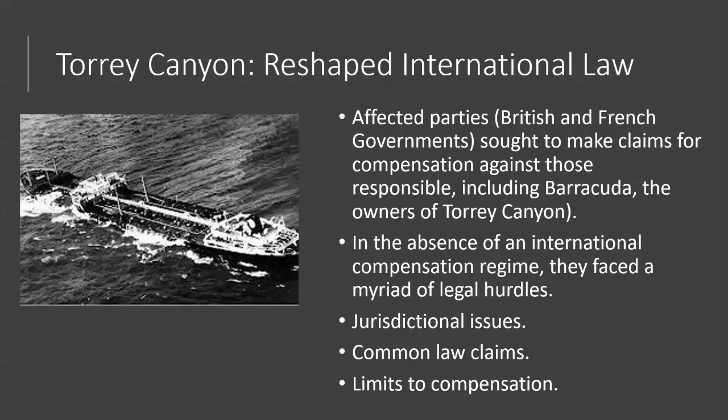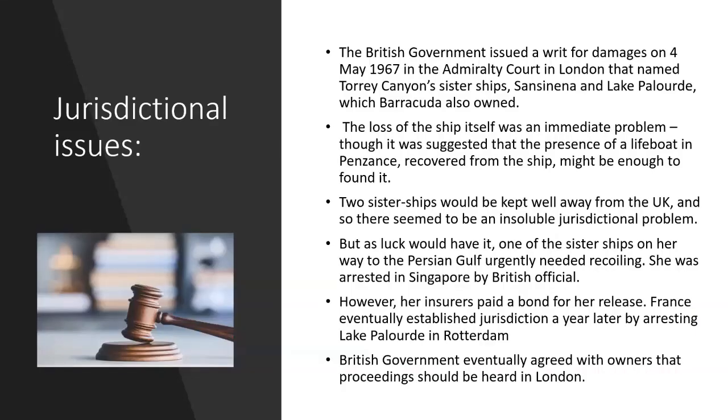We know that in the absence of an international compensation regime, there was a myriad of legal hurdles here. So there were jurisdictional issues, there were common law claims, and there were some issues surrounding limits to compensation. So we had this jurisdictional issue where the British government issued a writ for damages in the Admiralty Court in London. And they also were seeking to perhaps attach the sister ships involved.